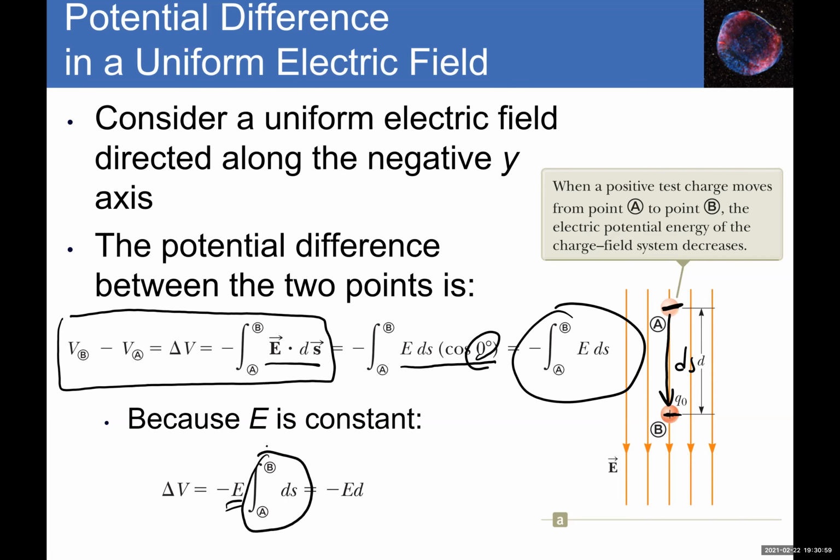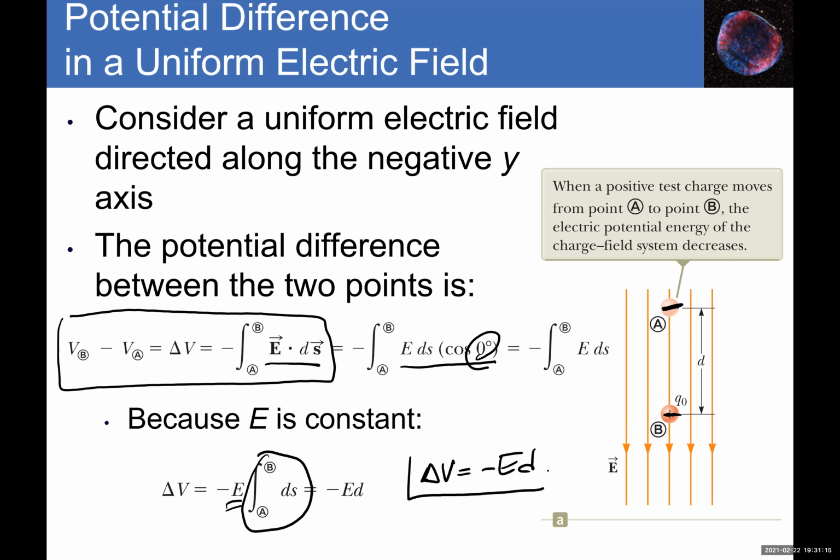Well, the integral of ds is the simplest one we can have, and that's just the length, the distance between A and B. Let's call that distance d. That means delta V equals negative E times d. As simple as that. If I have the electric field and distance, I can calculate the change in potential. If I have the change in potential and d, I can calculate the electric field magnitude. Those two equations are simple enough to use, and we can see how change in potential and electric field are related to one another.